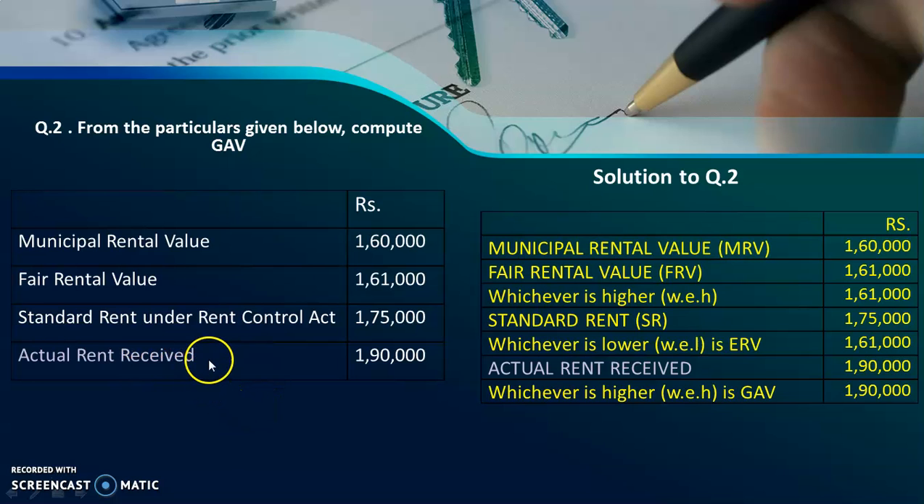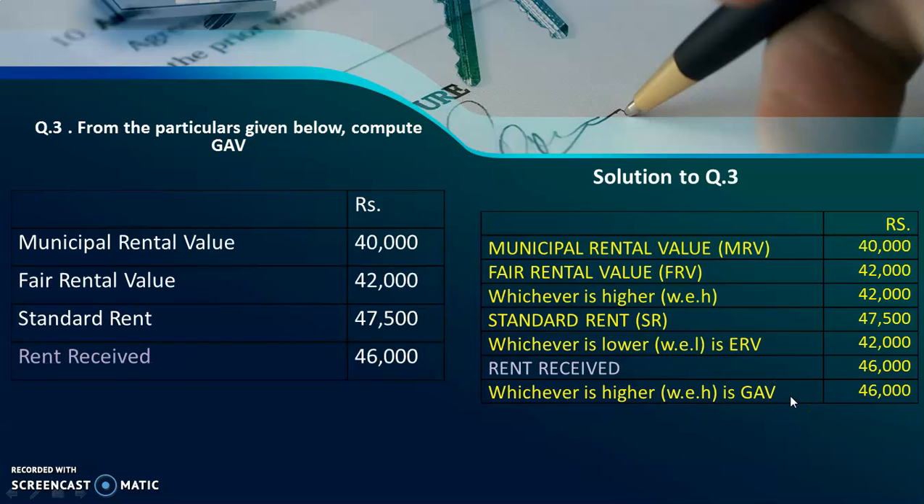And no other information is given, and this is nothing but actual rent. In the same way, MRV and FRV, whichever is higher, is compared to standard rent, whichever is lower, and the actual rent received is to be compared with ERV, and we have to take the higher value as our GAV.